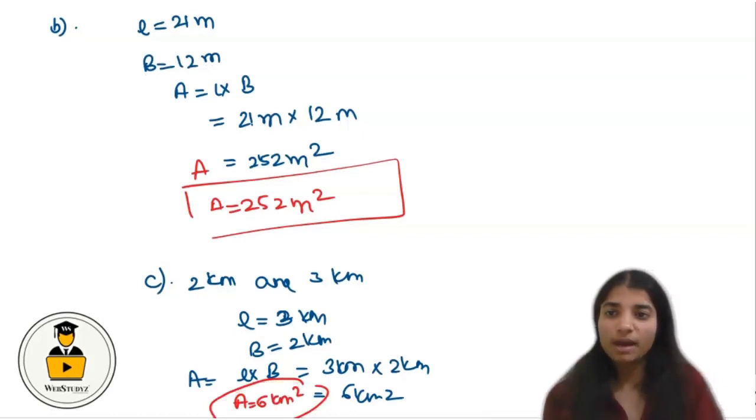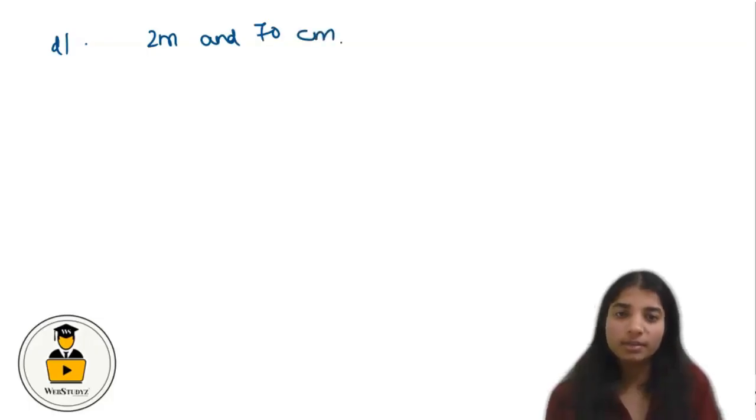Now let's move to the part D. In this part D, we have to find out the area of the rectangle whose sides are given, that are 2 meter and 70 centimeter. Look here, this is in meter. Whenever we have to find out the area or anything else, the one thing which we must keep into mind is that all the dimensions, or units, must be equal. So this is in meter, this is in centimeter.